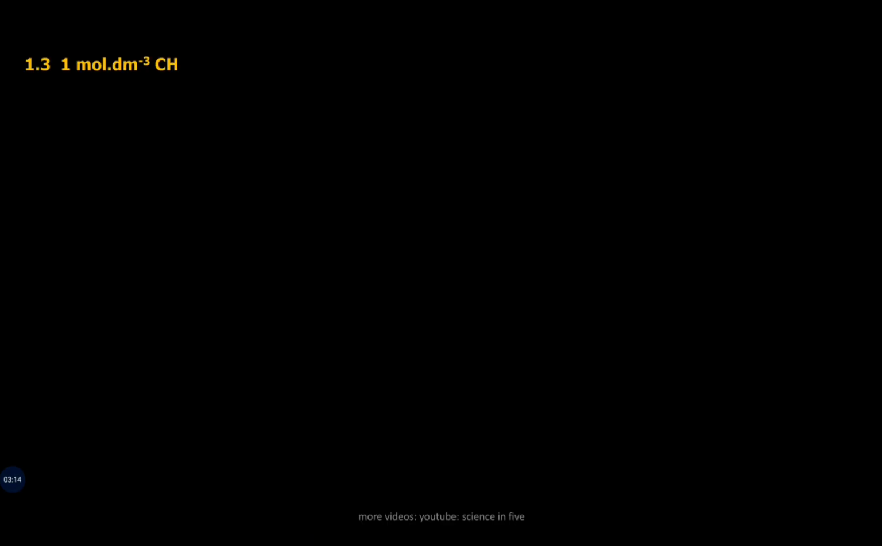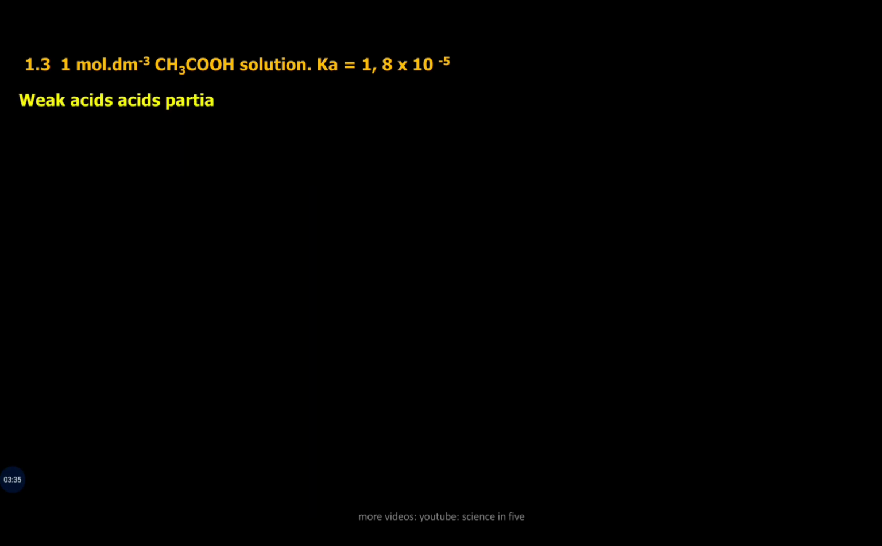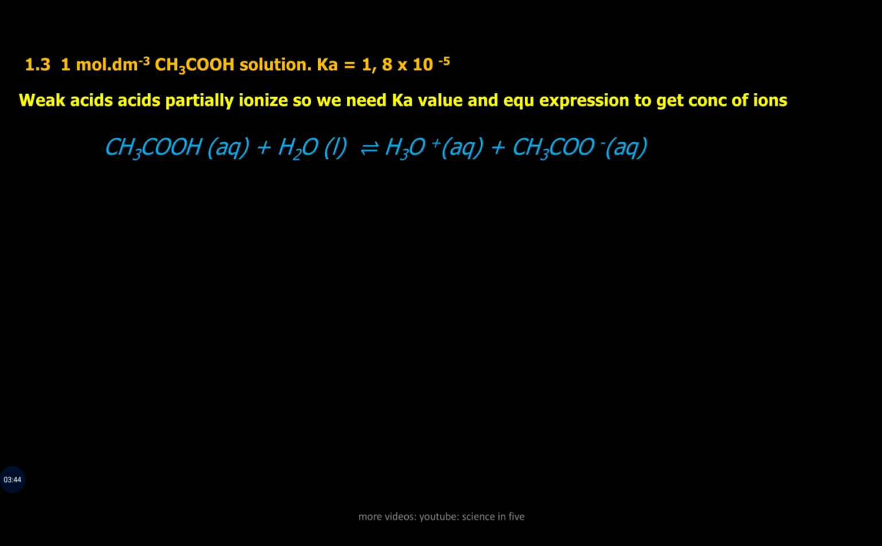The next question, we've got 1 mole decimeter cubed ethanoic acid, and we are given a Ka value. Now, to calculate the pH of a weak acid, we're going to have to take a few more steps than we did in the previous video. Because ethanoic acid is a weak acid, it's going to undergo a partial ionization, which means there's going to be an equilibrium established. And we need to use the Ka value to calculate the concentration of ions, particularly the hydronium ion, the H3O plus ion.